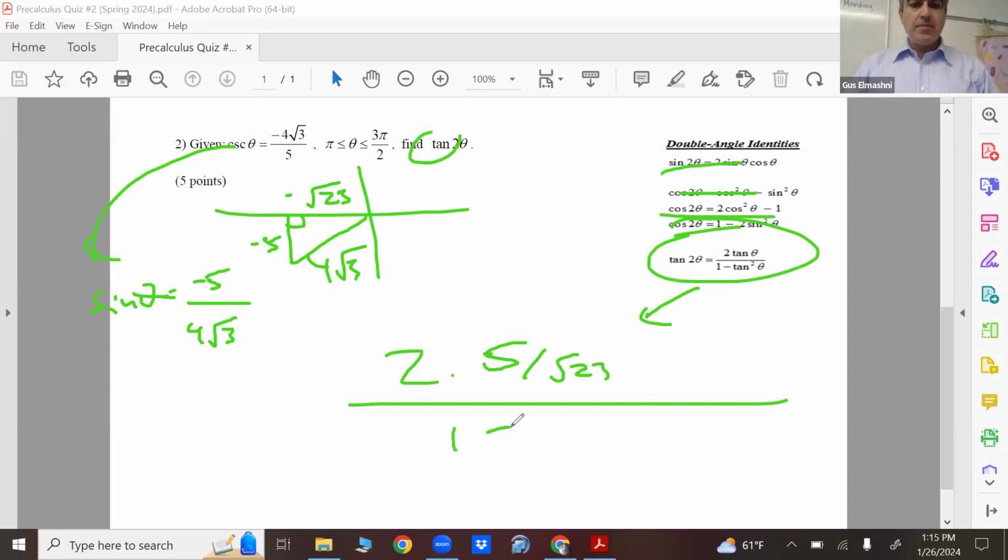Yep, go ahead. Would you get that root 23? Pythagorean theorem. Yeah, because 5 squared is 25, 4 root 3 squared is 16 times 3, and the difference is 23. But you got root afterwards. And if I square it, I should get 25 over 23.